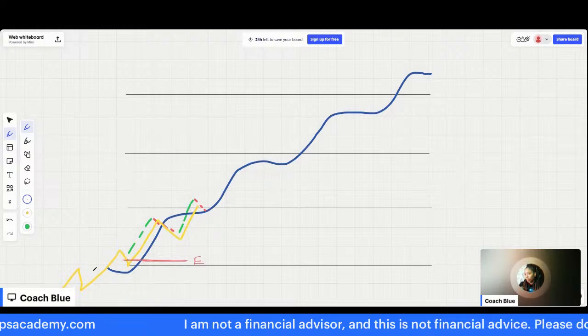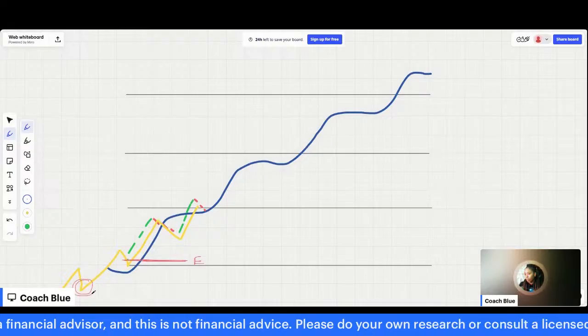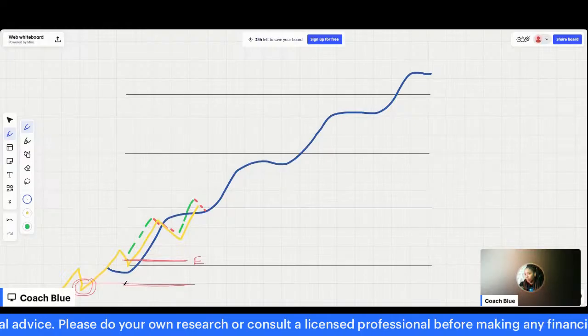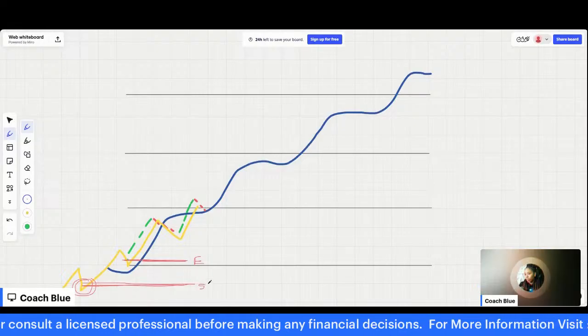Okay, so if I look to the left, I can see the pivot that's beneath my entry line is right here. So this is where I'm going to place my stop loss, right? Right under there. Okay, somewhere here.